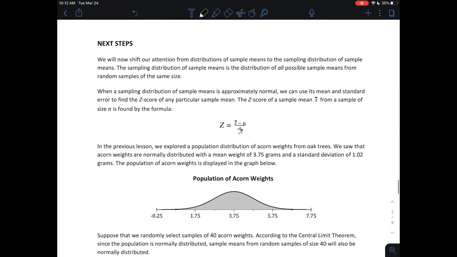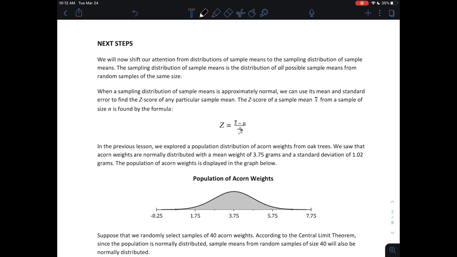So then to finish, next steps. We will now shift our attention from the distribution of sample means to the sampling distribution of sample means. The sampling distribution of sample means is the distribution of all possible sample means from random samples of the same size. When a sampling distribution of sample means is approximately normal, we can use its mean and standard error to find the z-score of any particular sample mean.